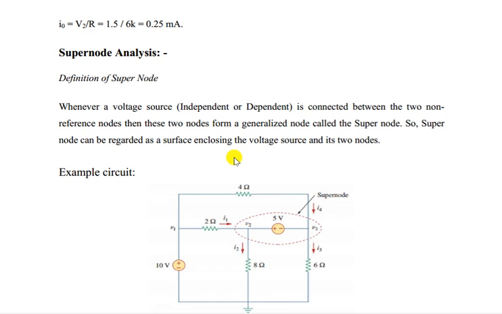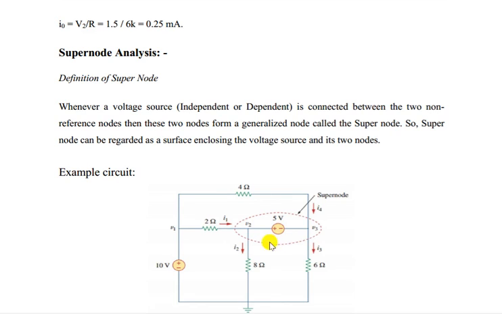Now another point: when there is a voltage source between two non-reference nodes, what happens? We cannot apply KCL, right? Because we don't know the current flowing through a voltage source. So whenever there is a voltage source between two non-reference nodes, we cannot write KCL here. At V2, this is the current that we know, but what is the current flowing through this voltage source? We don't know, so we cannot write KCL.